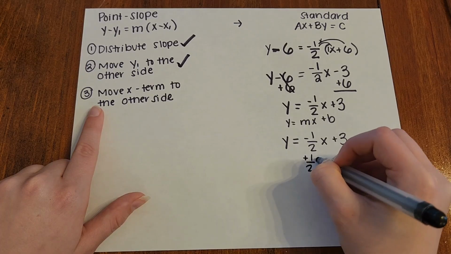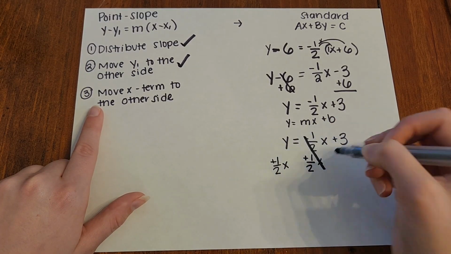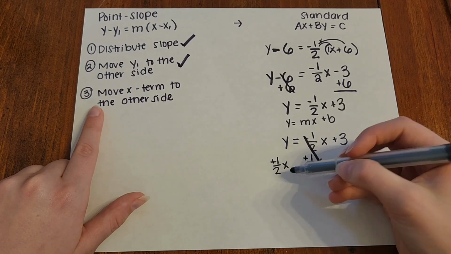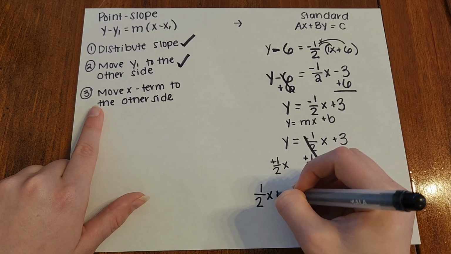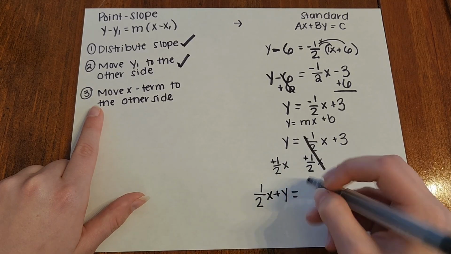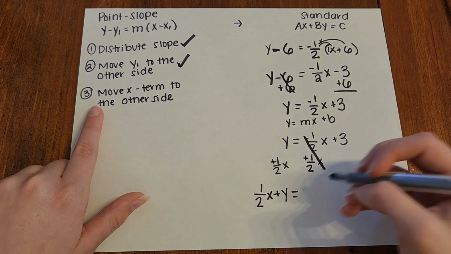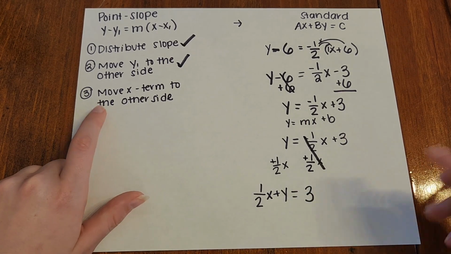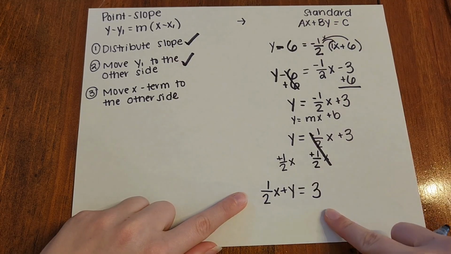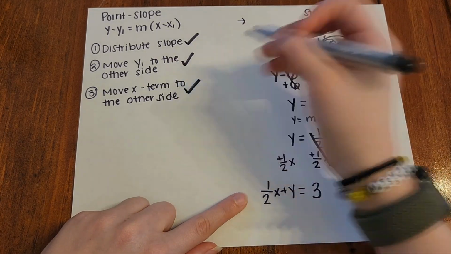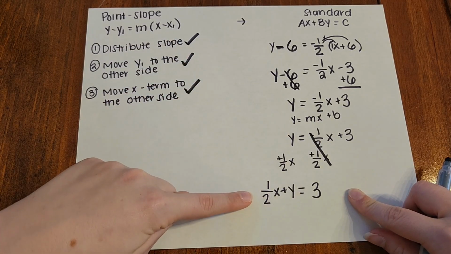So we're going to add 1/2x to both sides of our equation. These are not like terms because they're different letters. So all I'm going to do is write 1/2x plus y. This y is positive, so I'm going to write a plus sign. And the only thing left on the right side of our equal sign is a +3. So now it is currently in the standard form equation. So we have accomplished all 3 of our goals and moved it from point-slope form to slope-intercept down to standard form.